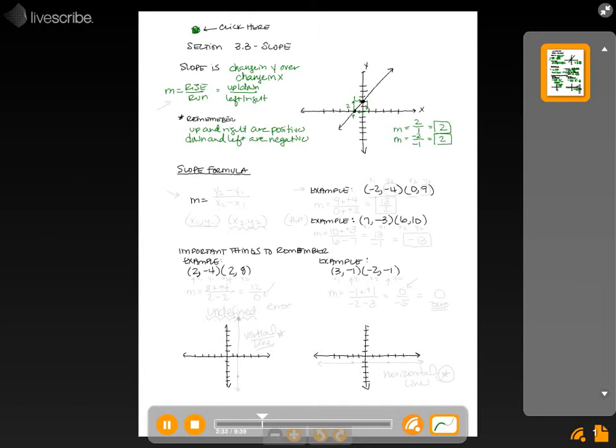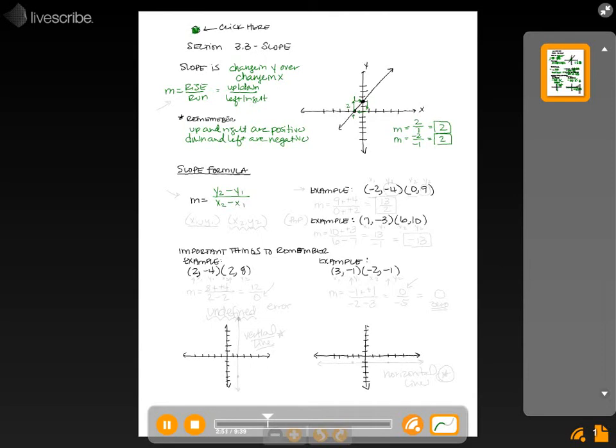Now that's what we'd use if we had a picture. You could count it very easily. If we don't have a picture, you could do one of two things. You could graph your points, which may take you some time, or you could use the slope formula. And your slope formula is y2 minus y1 over x2 minus x1.